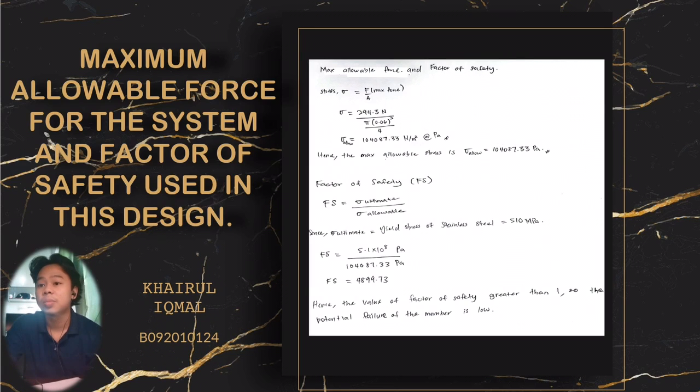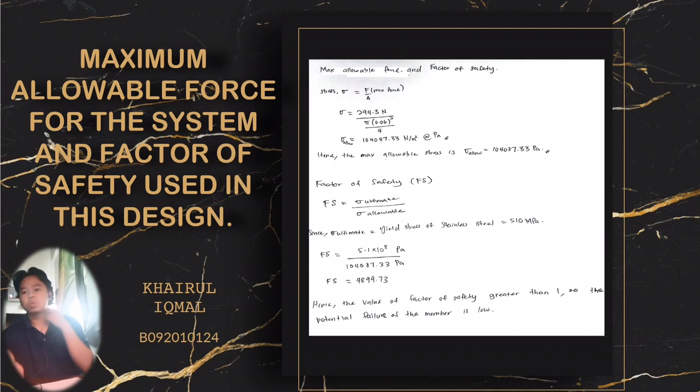Next, for the maximum allowable force for the system and the factor of safety in this structure. We use stress equal to F over A, and we got the allowable stress, which is 104087.33 Newton per meter square, or Pa. Thus the max allowable stress is equal to 104087.33 Pa.